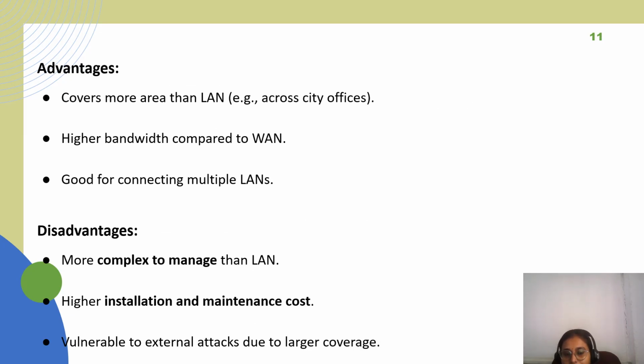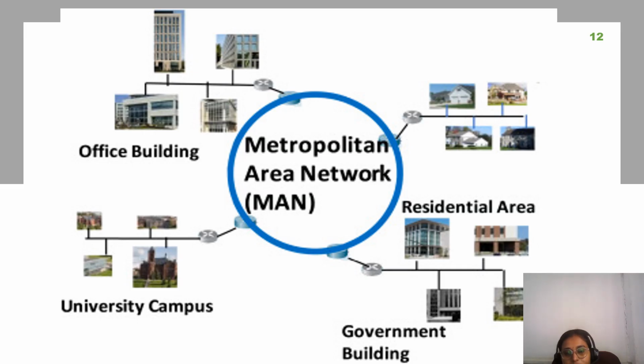Advantages: it covers more area than LAN, it has higher bandwidth compared to WAN, and it is good for connecting multiple LANs. The disadvantages are that it is complex to manage, has higher installation and maintenance cost, and it is vulnerable to external attacks due to the large coverage. So this is an example for the metropolitan area network. We are having office, university campus, government building, residential areas. So we can connect two or more LANs together.